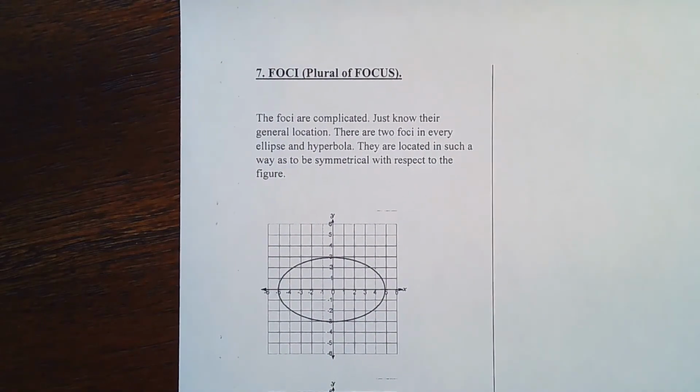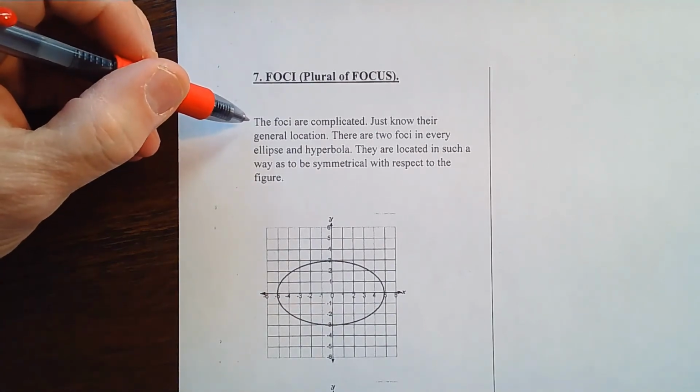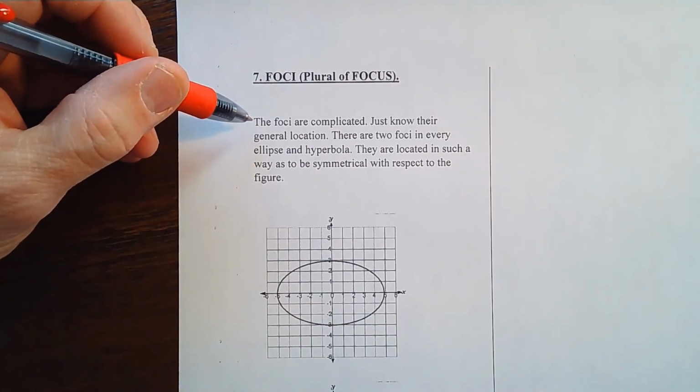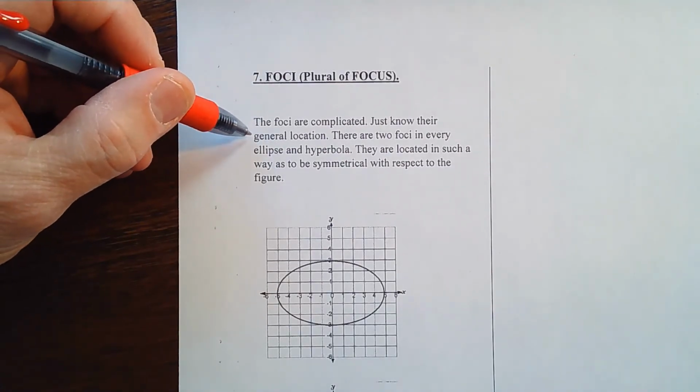You go to page 5. There's one more thing we want to look at here. Something called foci, which is the plural of the word focus. The foci are complicated in terms of what they represent. It has to do with the technical definition of an ellipse or of a hyperbola, and we're not going to get into that. For our purposes for the ACT, let's just know their general location.